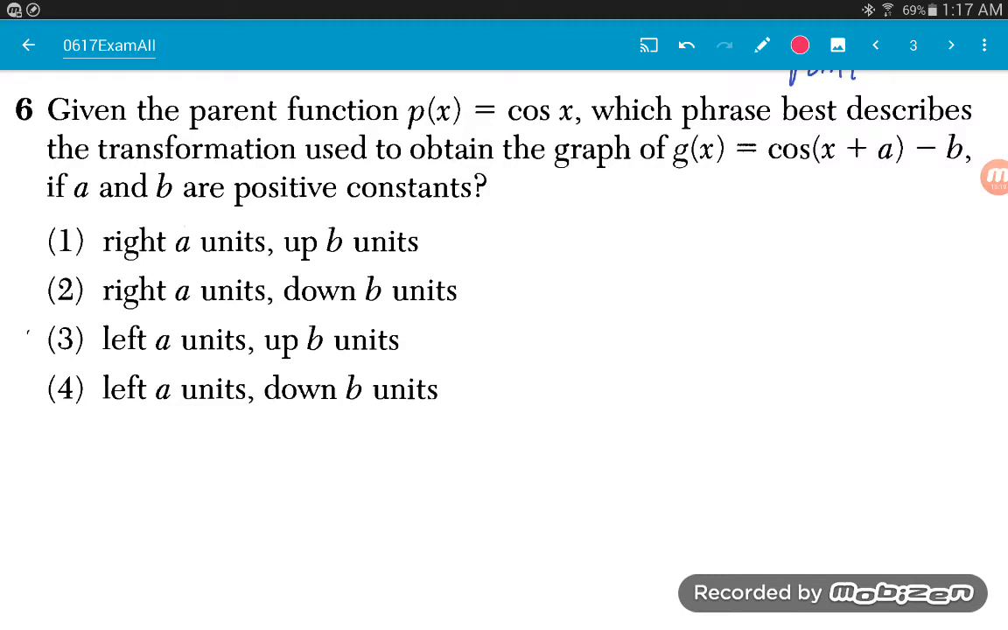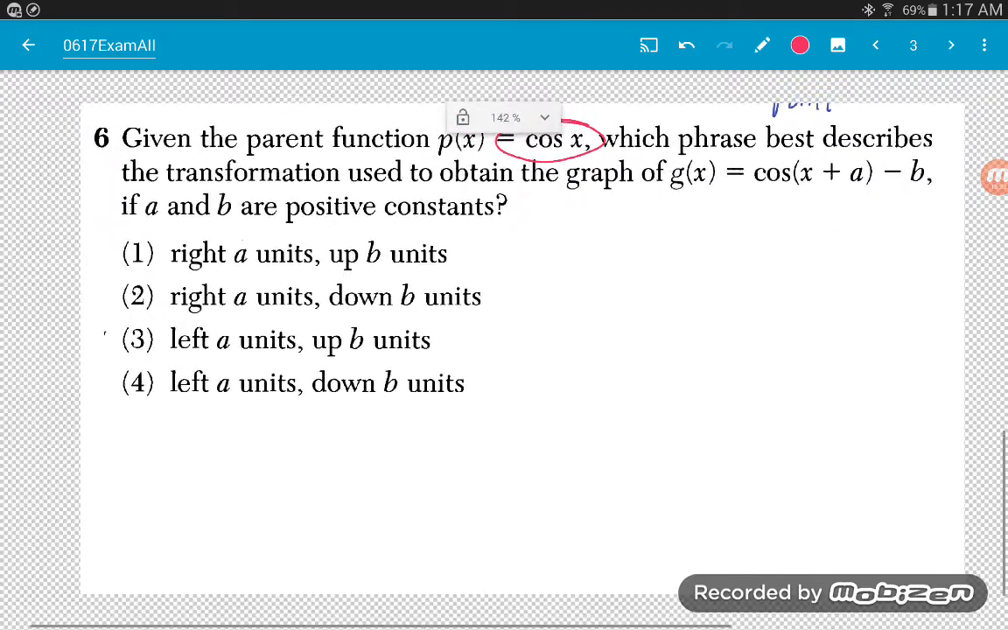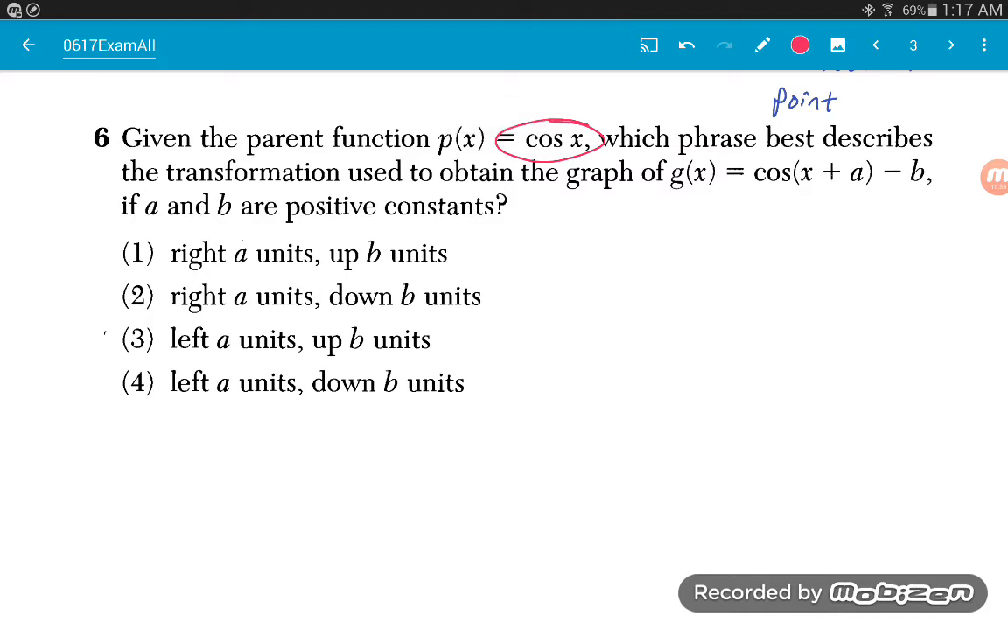Given the parent function, p of x, so it's just the name of the function, that's equal to cosine of x. Which phrase best describes the transformation used to obtain the graph of g of x, which is cosine of x plus a minus b? Essentially what they're saying is, hey, we have two functions here. What changes occurred from the first one to the second one? What changes did we make? They give us that a and b are positive constants, just so that plus and minuses mean what they look like they mean.